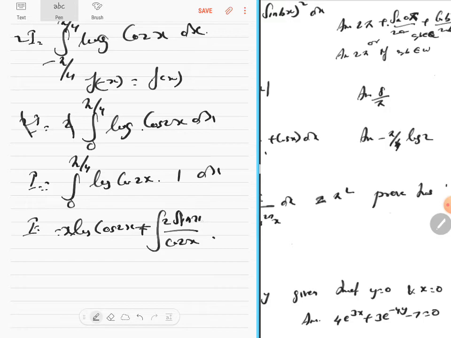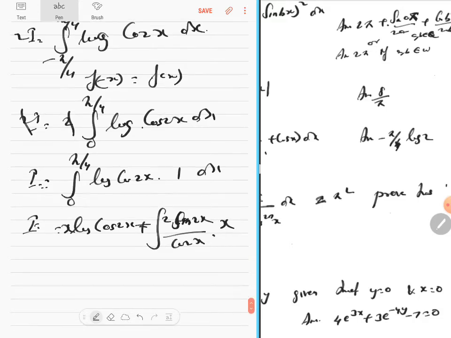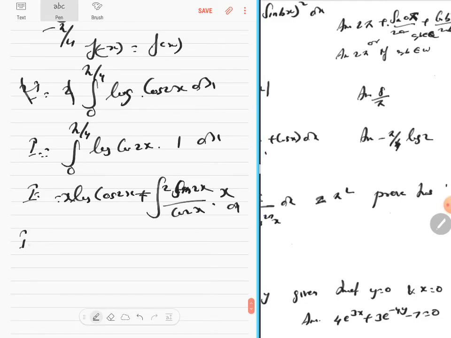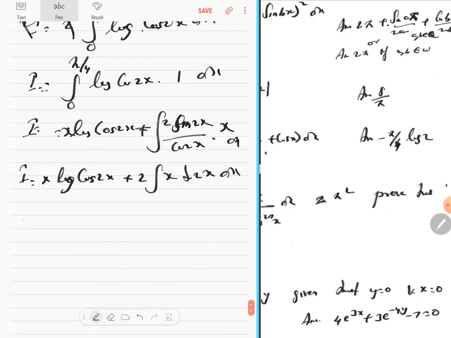So the differentiation of this, sin 2x by cos 2x, is tan 2x. We can keep it as sin 2x by cos 2x. And the integration of the second term is just x, into dx. So this will become I is equal to x log cos 2x plus 2 into x tan 2x. I'll do algebra after that, trigonometry. So I is equal to x log cos 2x.